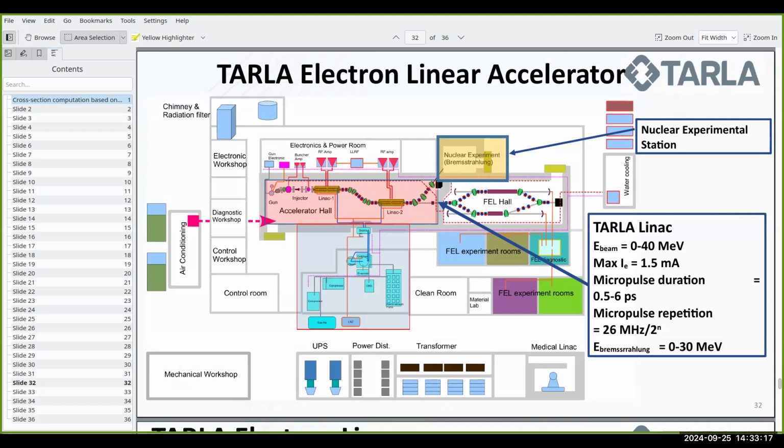On the corner of the facility is where we are planning to do our nuclear experiments. That's the nuclear experimental station, which we also refer to as the Bremsstrahlung station, because Bremsstrahlung is the primary beam there. So in the accelerator area, what we have are electrons, but once we pass to the nuclear experimental station, we go from electrons to photons, and then photons will be in the nuclear experimental station.